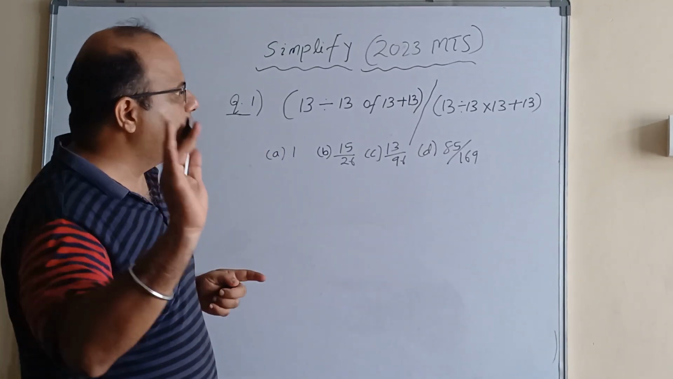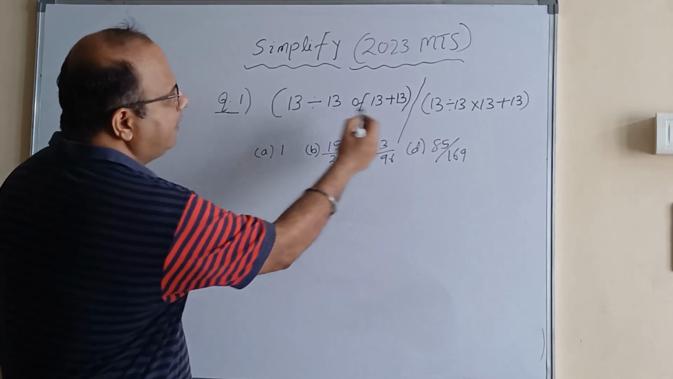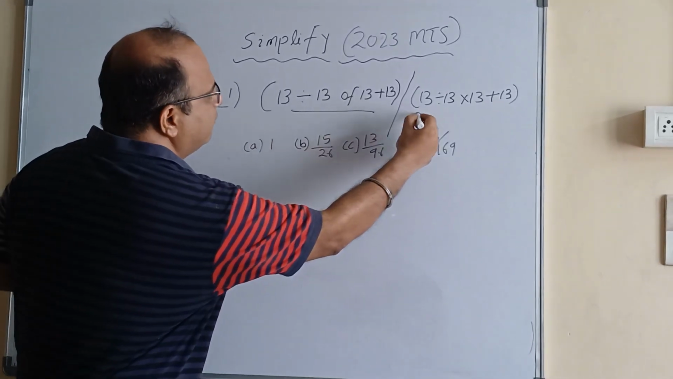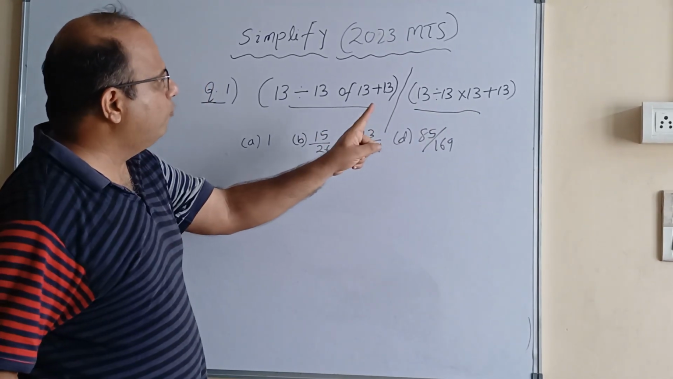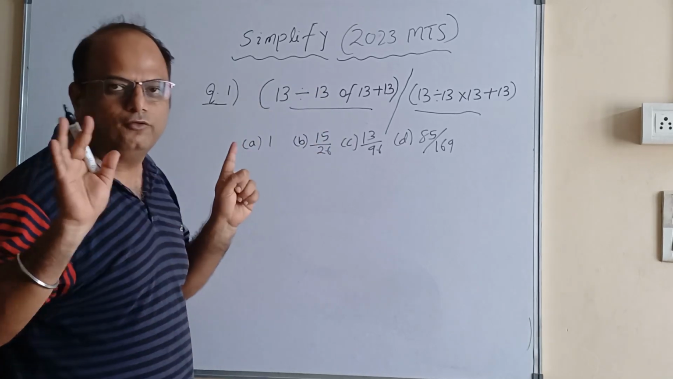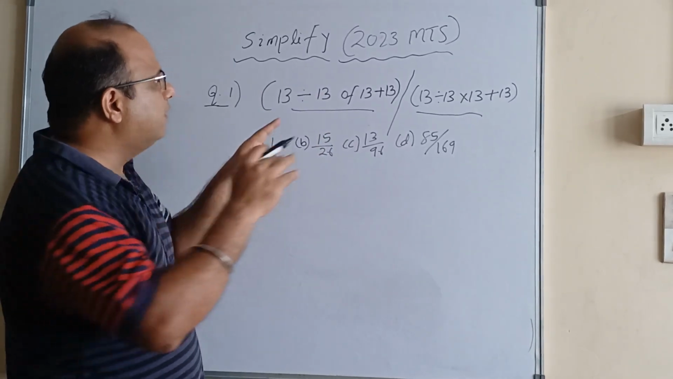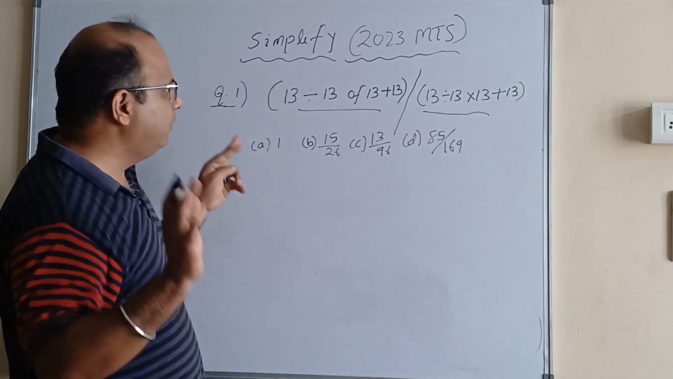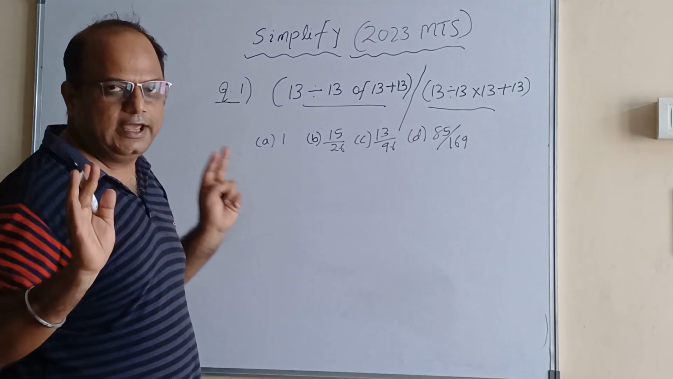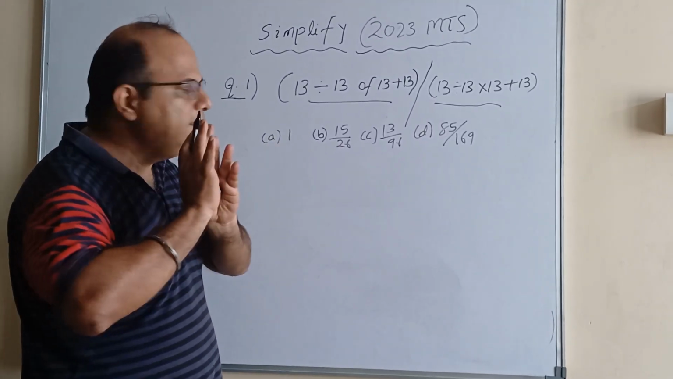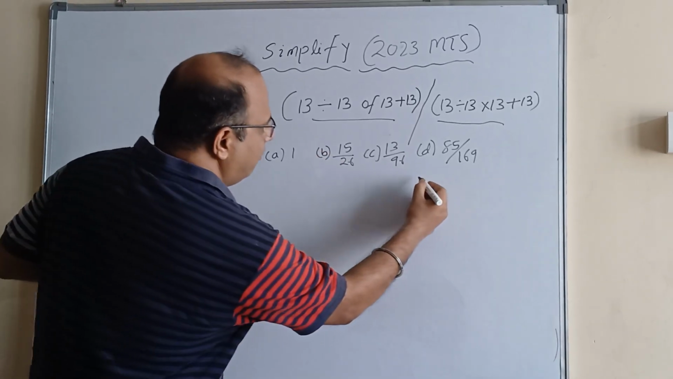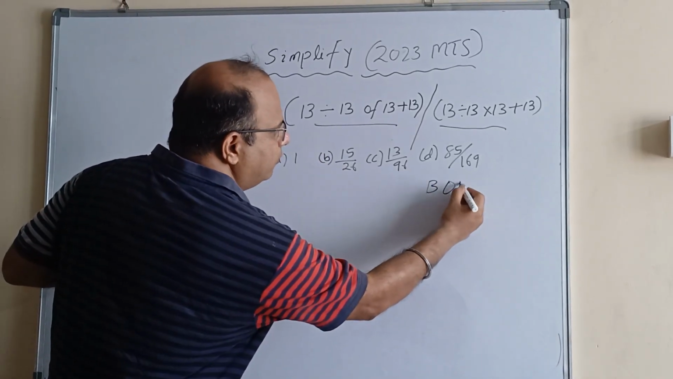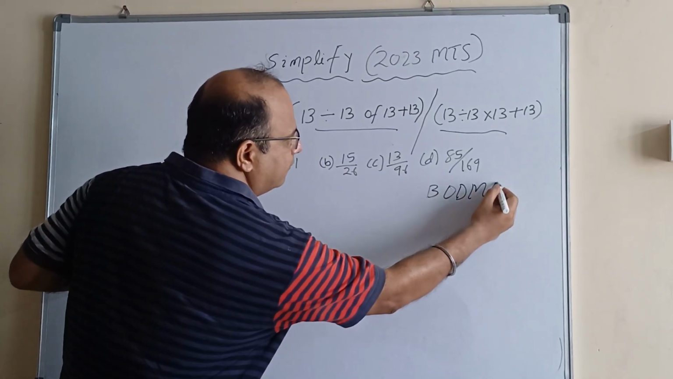So friends, there are two things here. This is the numerator and this is the denominator. It looks almost the same because "of" also means multiplication. If the numerator and denominator were the same, we would get answer A, option 1. But 1 is the wrong answer because we have to follow BODMAS.